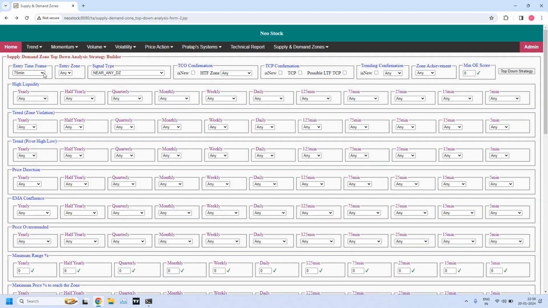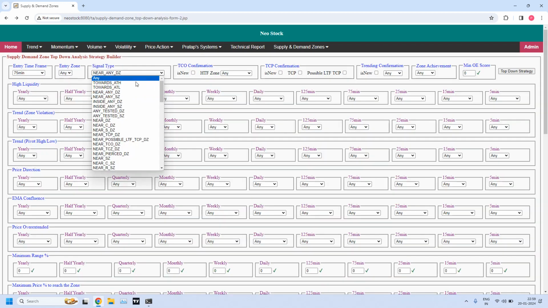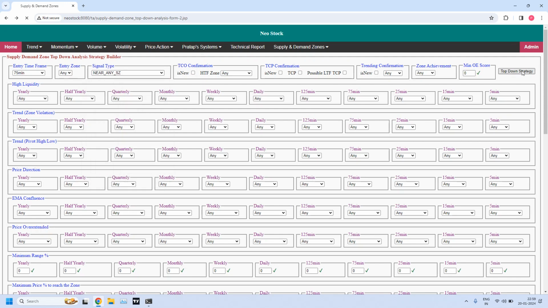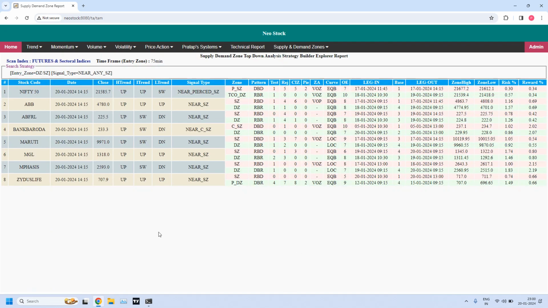Let's go back. Entry time frame is 75 minutes. Let us find the stocks near the 75 minutes supply zone. So 8 stocks are filtered. Let us find if any high liquidity 75 minutes supply zones are there. So we have one stock, Bank of Baroda. Already one rejection is there. That means in the 15 minutes time frame, probably it might have tested one zone. So we have only one high liquidity zone identified in the 75 minutes time frame.